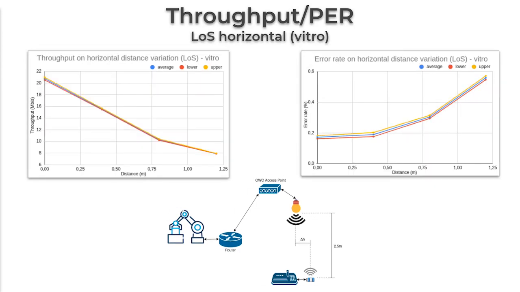This is the same test, but instead of varying vertically the distance between the dongle and the access point, the lamp, sorry, we have varied it horizontally while keeping the height constant at 2.5 meters. We can see that speed and error rate have diverging responses, and at the extreme values of the test, speed dropped by around 3 times from the peak performance, and the error rate got tripled.